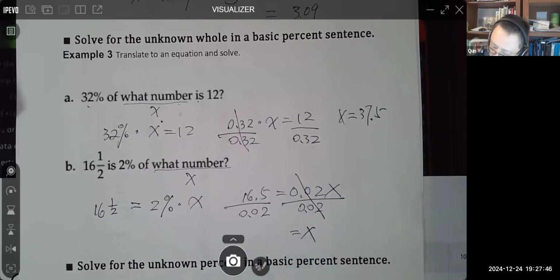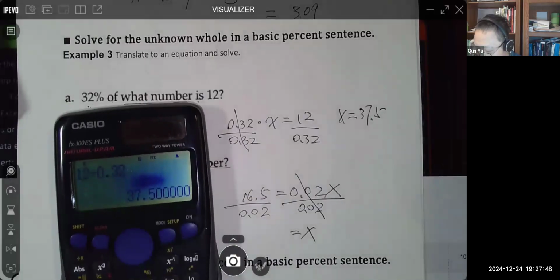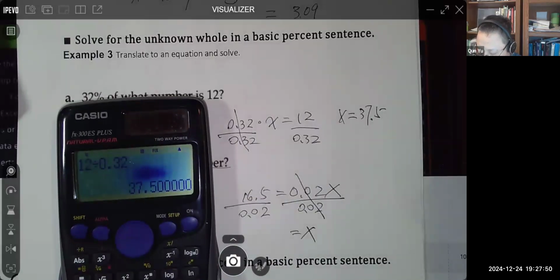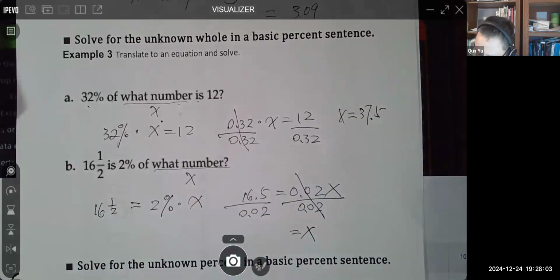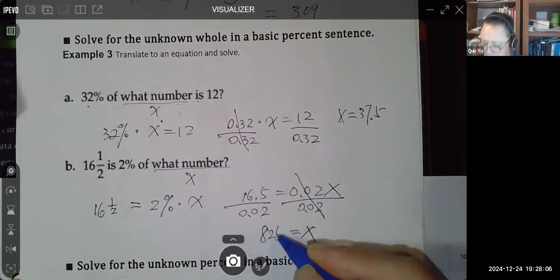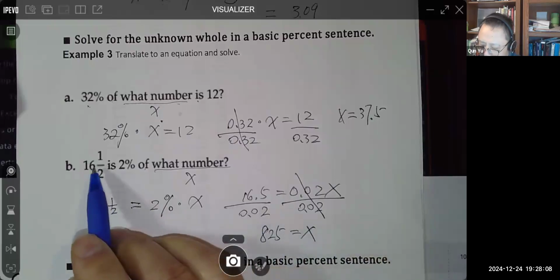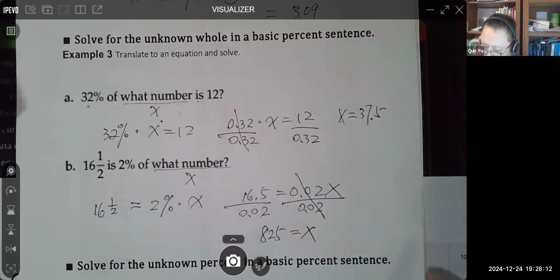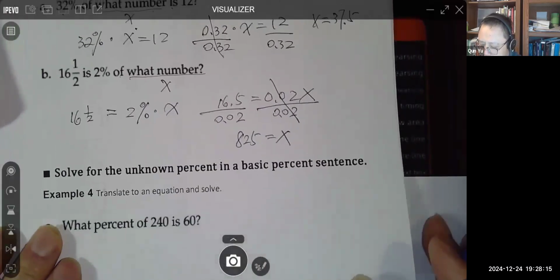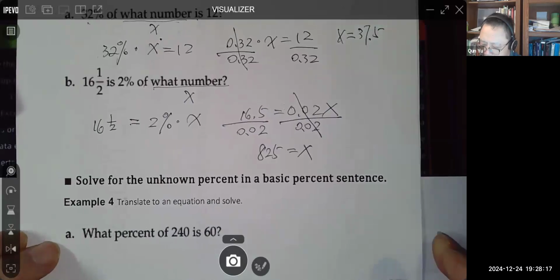so that we can cancel this one. So let's say 16.5 divided by 0.02. What do we get? 825. So this 16.5 is 825 times 2%, 2% of it. Now the last one, we're solving for the percent apparently.